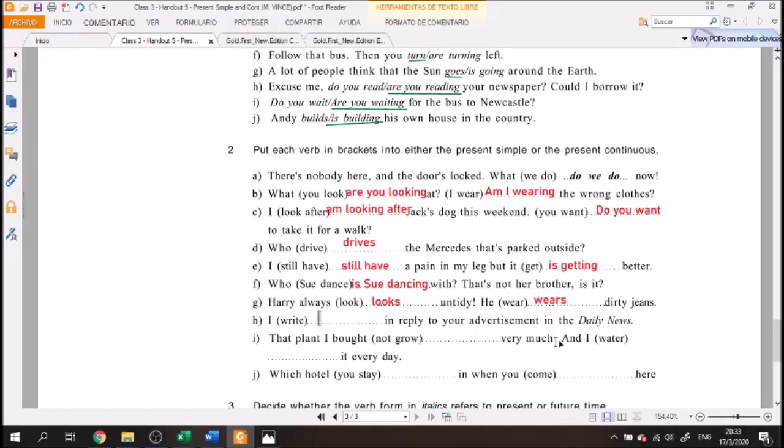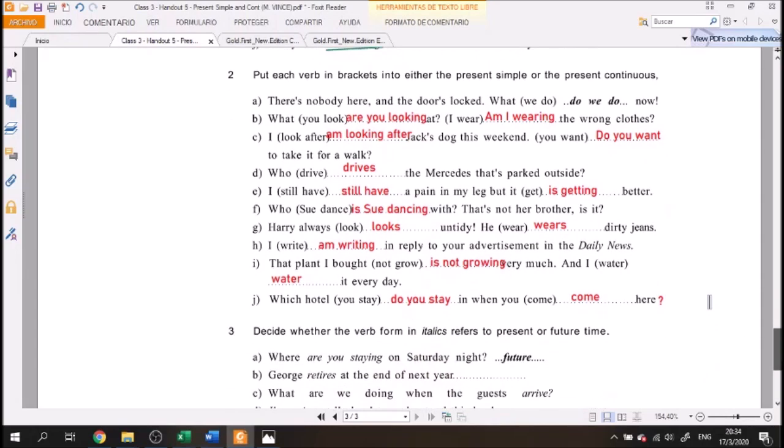What about H? I am writing in reply to your advertisement in the Daily News. So the person that said this was writing at the actual moment, right? I. That plant I bought is not growing very much and I water it every day. I put water on it. Did you know that water is a verb too? Which hotel do you stay in when you come here? The copy is missing the question. Good. Habit. Where do you stay?